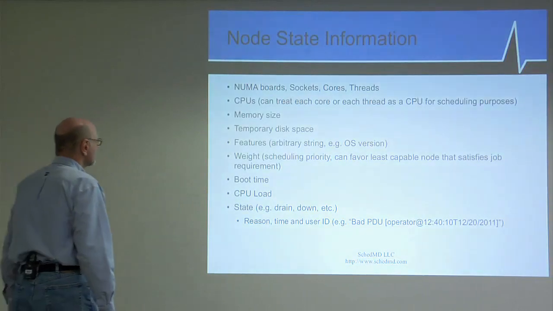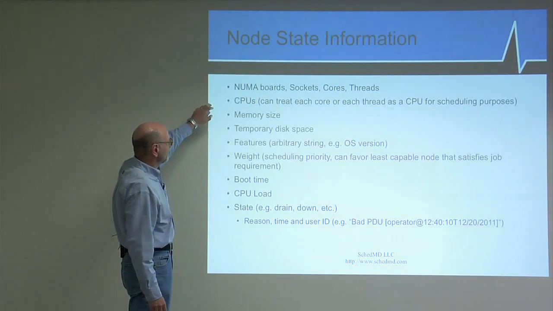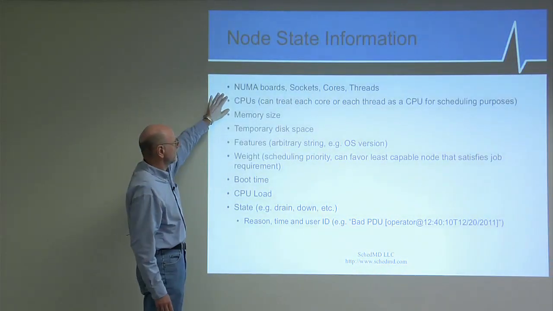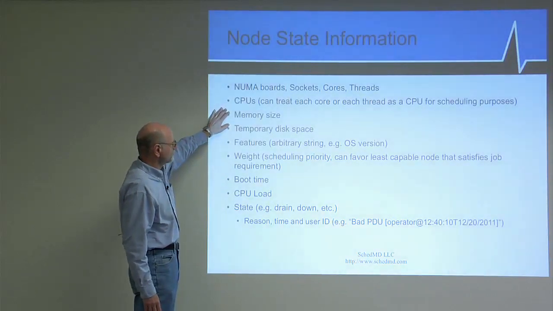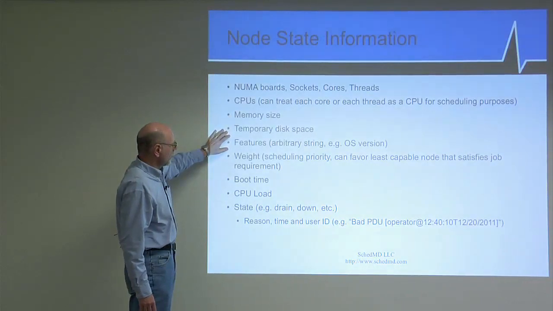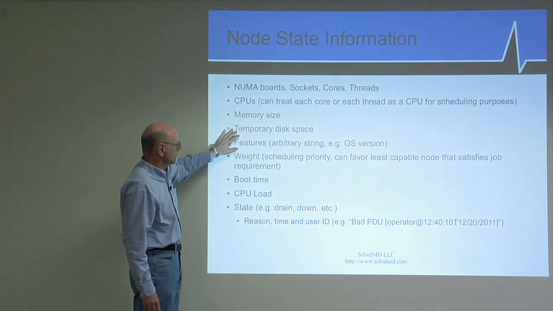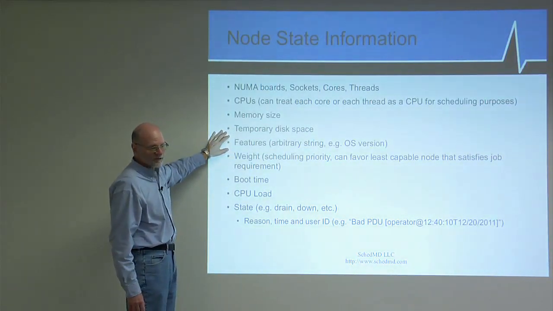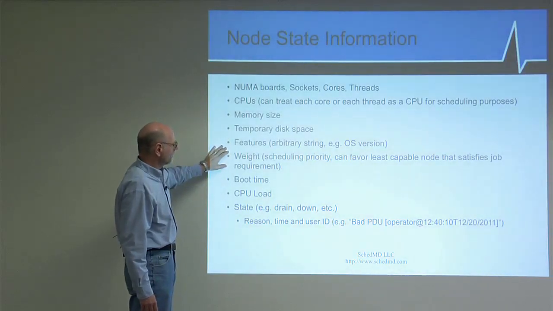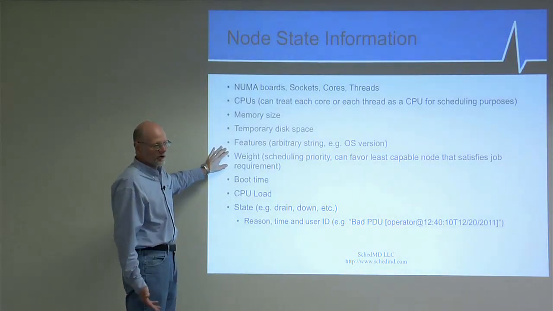The information that we keep track of for nodes: we went over the resources. You can also just keep track of, you can allocate just CPUs if you want, memory size. We keep track of temporary disk space on the machine. Nodes can have associated features. So for example, this could indicate file systems or racks or whatever you feel is appropriate. There's a characteristic called weight, which you can use to favor certain nodes over others.